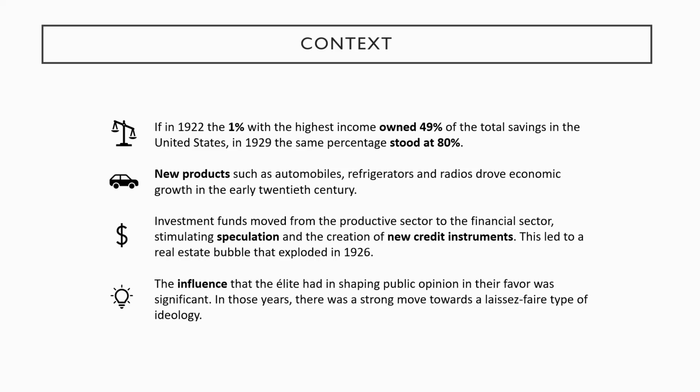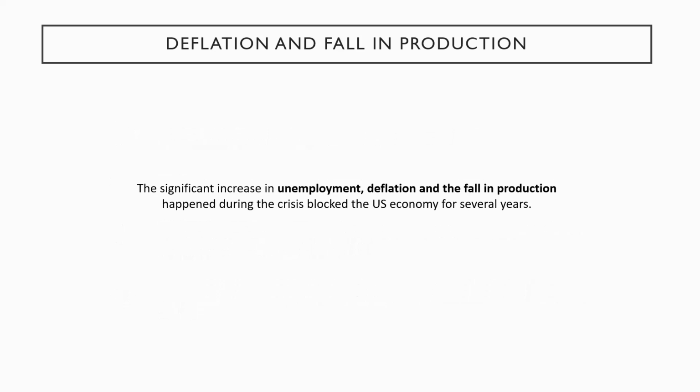Under such pressures, academics began to expose free market ideologies typical of the right. Market deregulation was therefore supported even in the face of the greater inequality caused. The ideological influences of the elite were difficult to counteract due to their pervasiveness, made possible by the enormous amount of resources at their disposal. The significant increase in unemployment, deflation, and the fall in production that happened during the crisis blocked the US economy for several years.